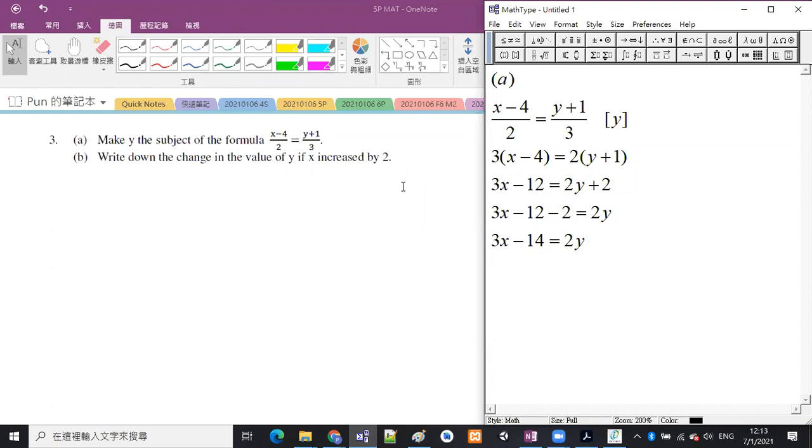Finally, because I want y to be the subject, I need to make y alone on one side. So I need to divide the 2 to the left-hand side. 3x minus 14 over 2 is equal to y. So y is alone on one side now, and there is no more y on the other side, and then y is called the subject of this formula. I just write y on the left, and then the other thing on the right, and that will be the answer of part A. Can you get this?